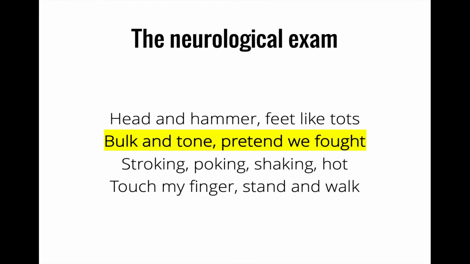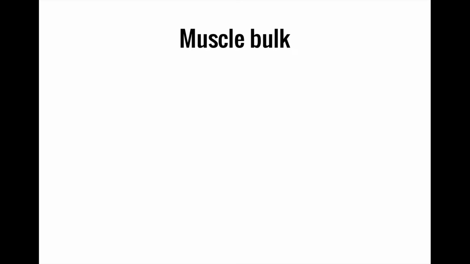The line, bulk, and tone pretend we fought refers to the 3 steps of testing the motor system: observing the bulk or overall size of the various muscles, noting their tone, and testing their strength by pretending to fight against the strength of the patient. We'll go over each of these.